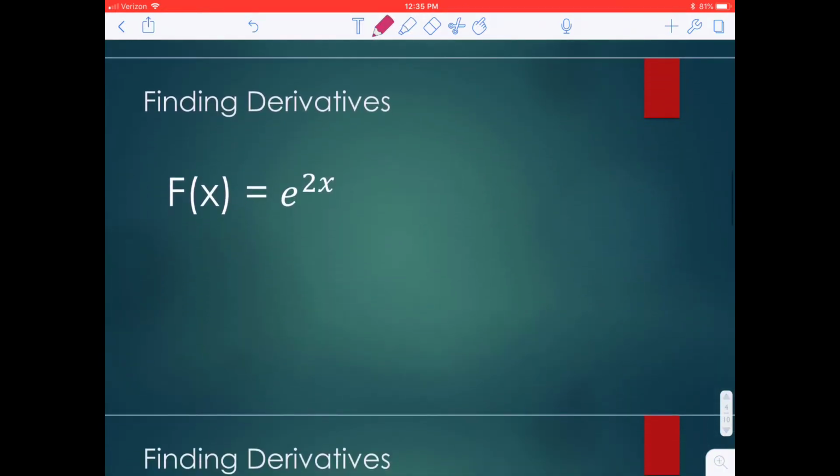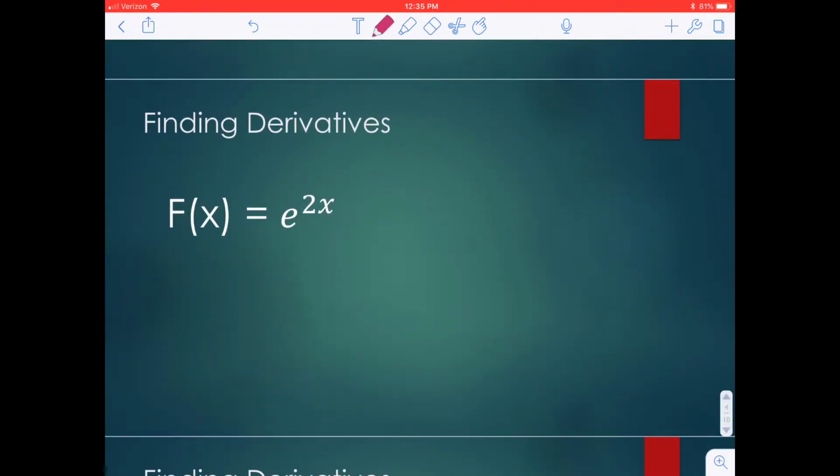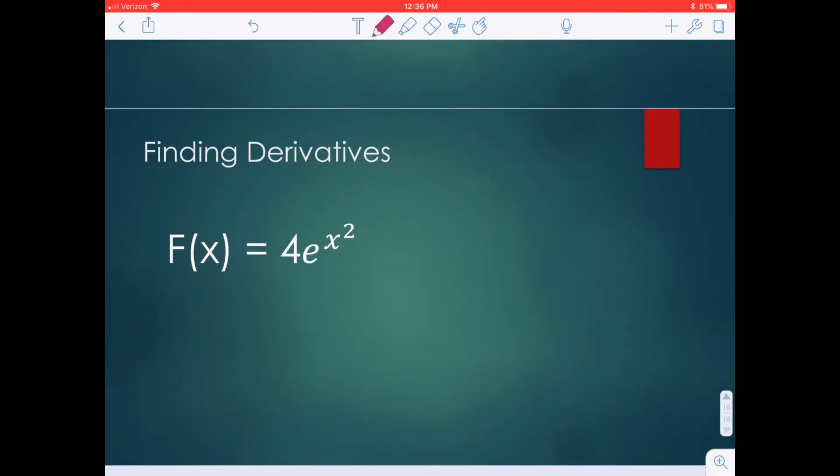All right, so moving on to finding derivatives. By this point, you should be familiar with the chain rule. And with the chain rule is something called u substitution. And when I generally teach the chain rule, I don't begin by teaching u substitution. So I'm actually going to scroll through all of this because I want to get to the bottom.